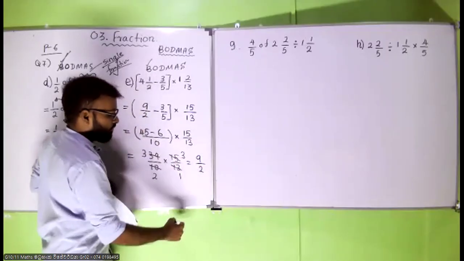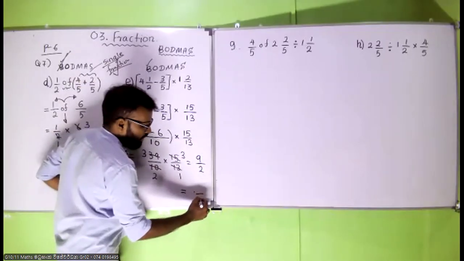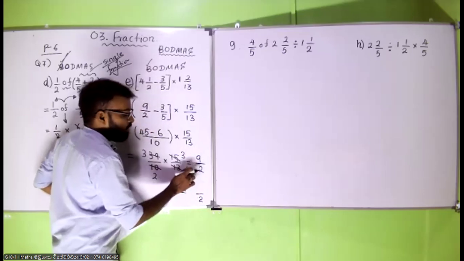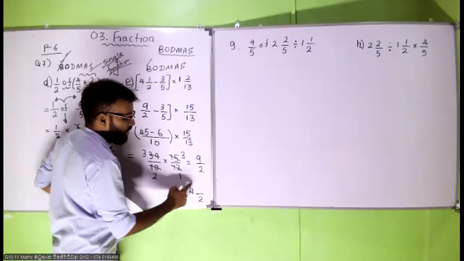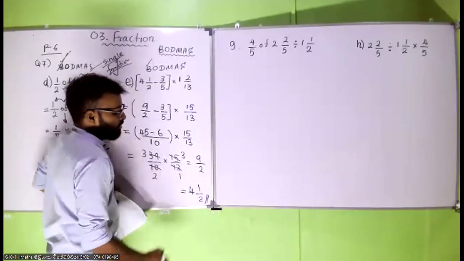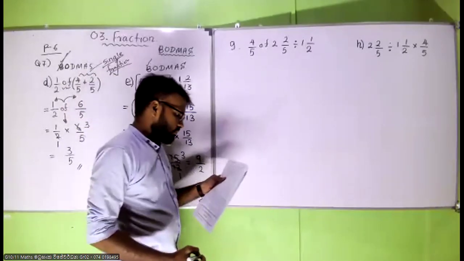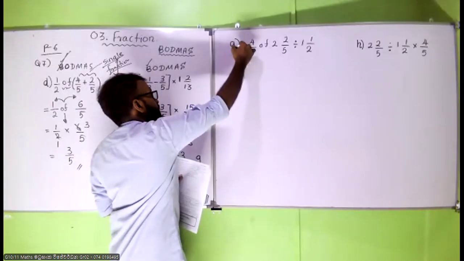This is an improper fraction. You can keep it as a mixed number. Your denominator is 2. How many 2's are there for 9? There are 4 2's. 2 times 4, 8. 8 plus 1, 9. This is your final answer for the part E. Part G.